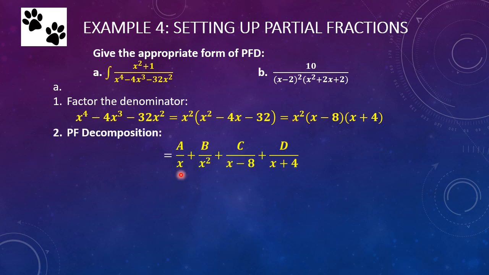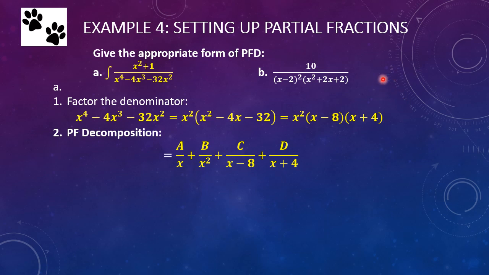A over x plus b over x squared. Remember, for any factor that has an exponent on it, we start at exponent of 1 and go all the way up to that exponent. So we have a over x plus b over x squared plus c over the next factor, x minus 8, plus d over x plus 4. Okay, that's all we had to do for this, just to set up the partial fraction decomposition.